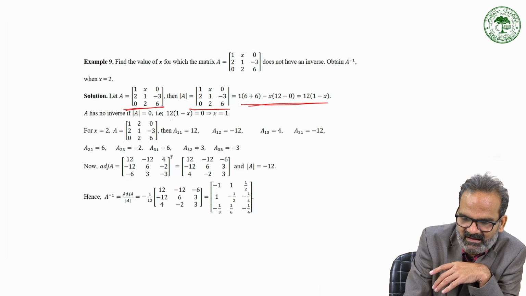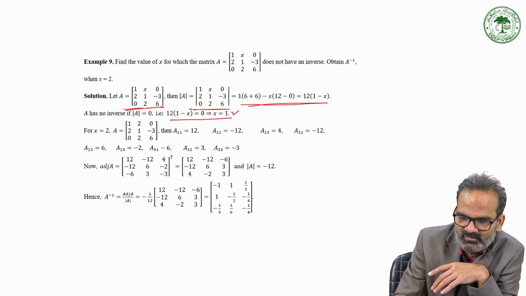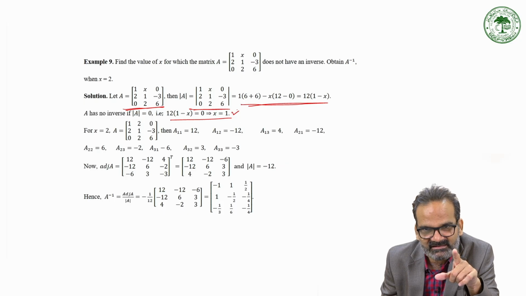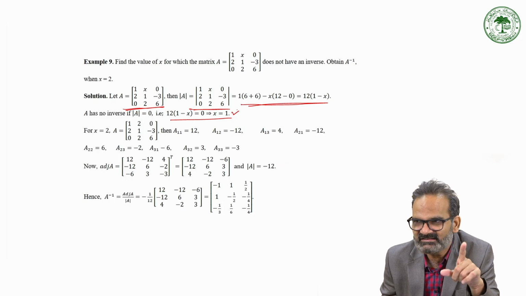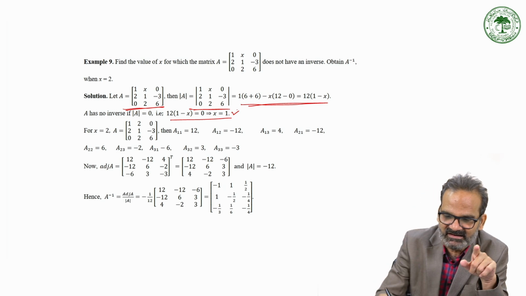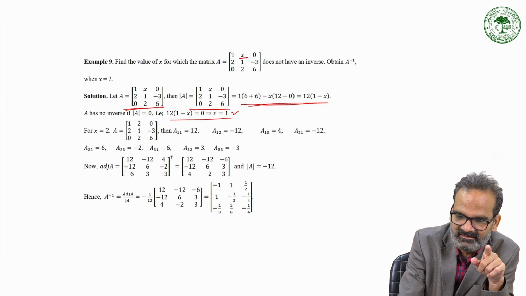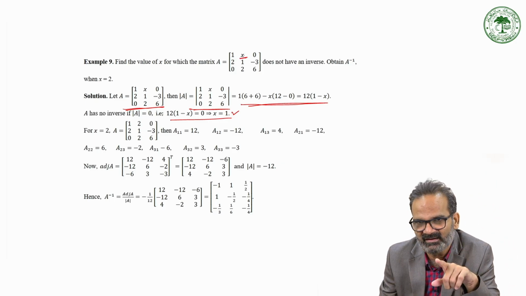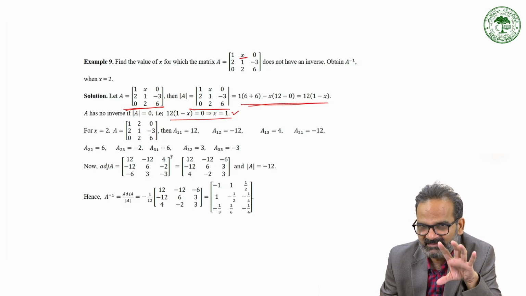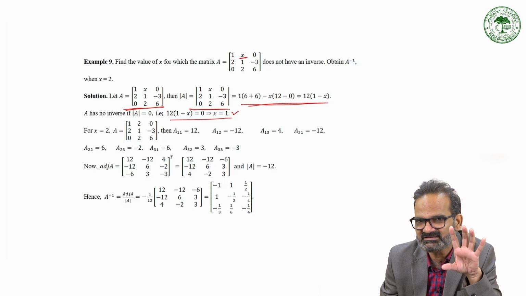Simplify this, so the value of x is coming out to be 1. Simply, the determinant of the given matrix must be equal to 0, and solve it. What value of x will you obtain? Here x is coming out to be 1. So it shows that if x is equal to 1, meaning in place of x if we put 1, then the value of the determinant will be 0 and this matrix will not have its inverse. Case 1, we are done, right?